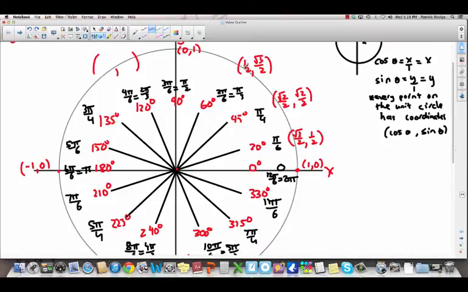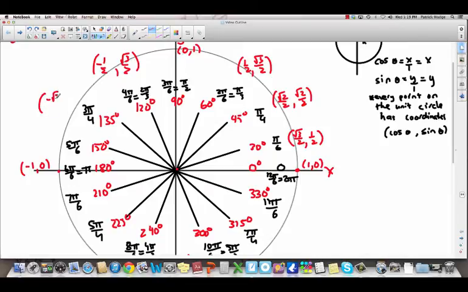Right? So this x value, the cosine value, is negative. It's negative 1/2. But the y value, the sine value, is still positive. It's still root 3 over 2. Right? Is that not right? In the second quadrant, the first numbers are all negative, the second ones are all positive. And it just keeps going like that.